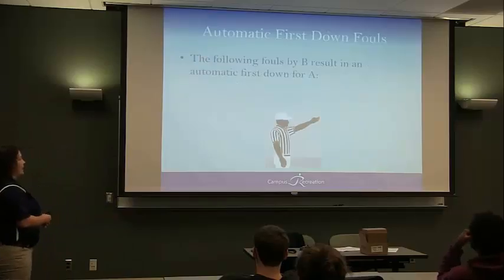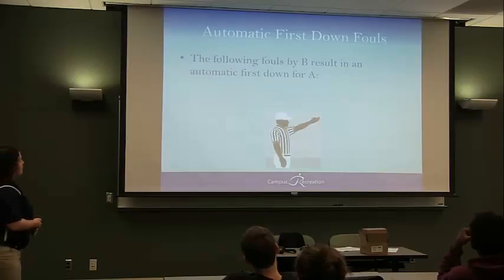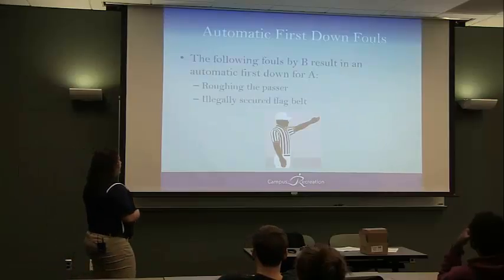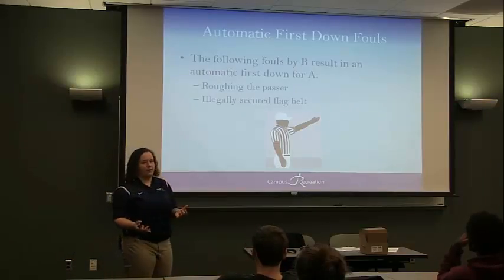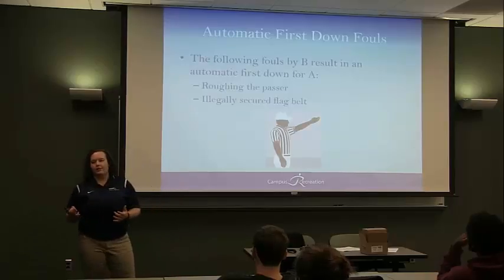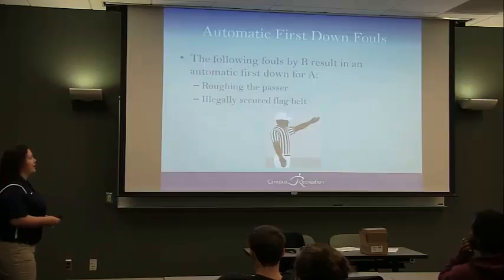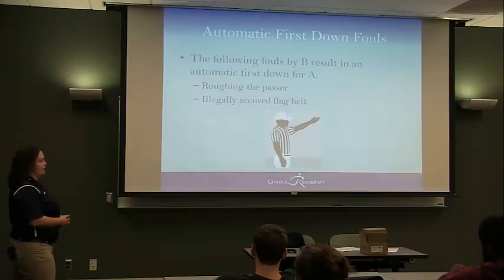Alright, automatic first down penalties. So these are our only two. Again, roughing the passer should not happen in 4v4. We just throw it in there because it is good for you guys to know that. And also, a legally secured flag belt is also an automatic first down. Okay?